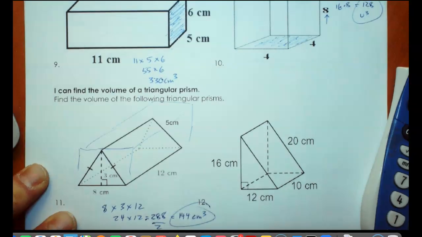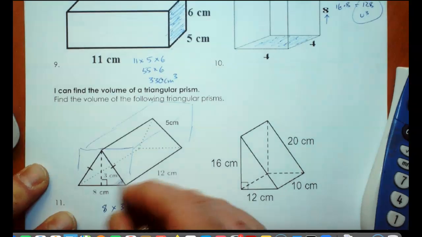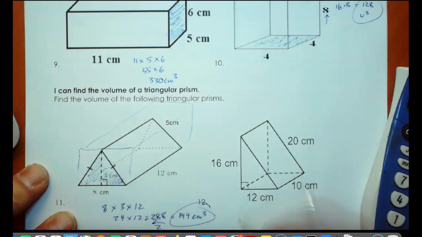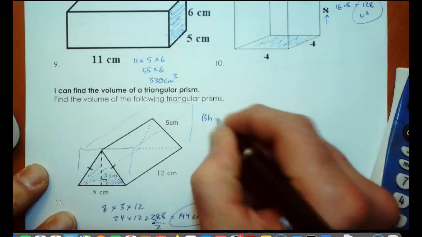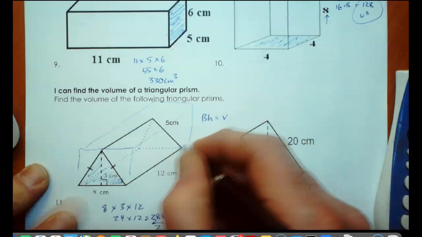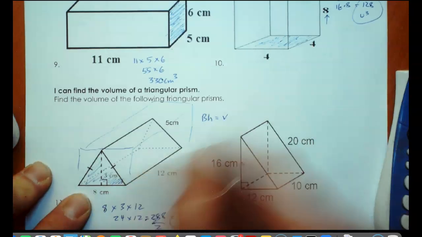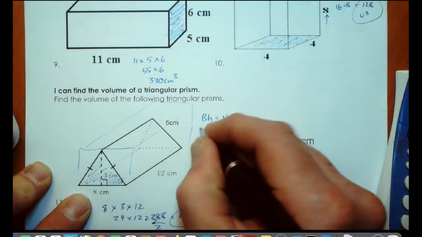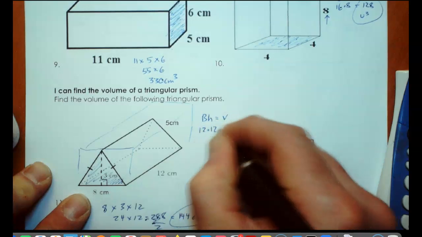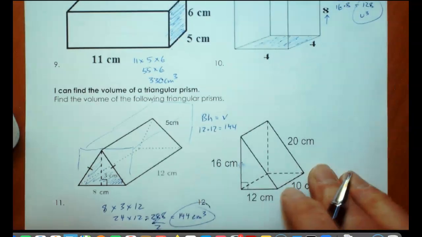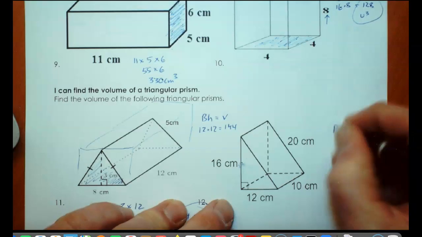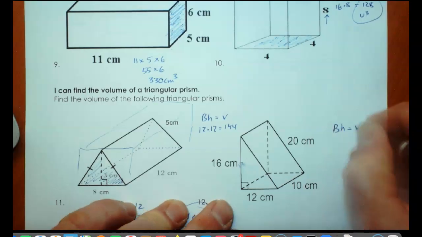Another way to do it is to just find the area of the base like we did before. That's 3 times 8. I'll just do it here. The base times height equals the volume. The area of the base is 8 times 3 is 24, divided by 2 because it's a triangle is 12, times the height, which is 12, is 144. So you can get the same answer, just a different way of thinking about it. I'll do the base times the height one here. I like it. It's what we're trying to get you to think about.